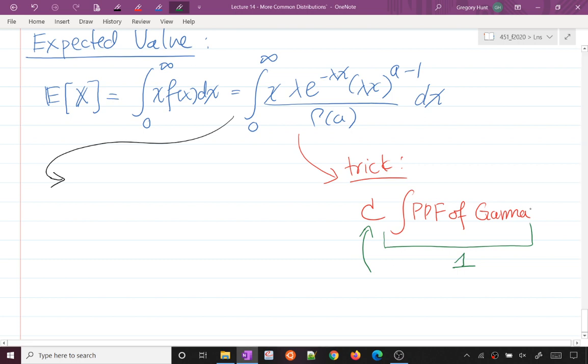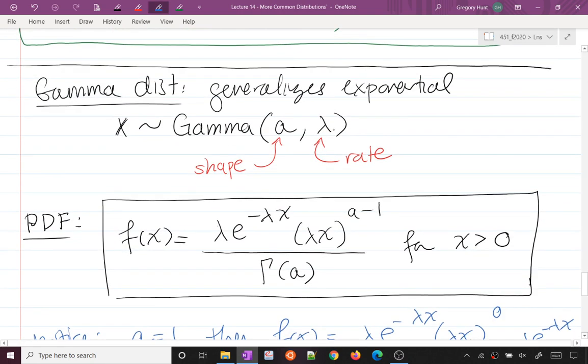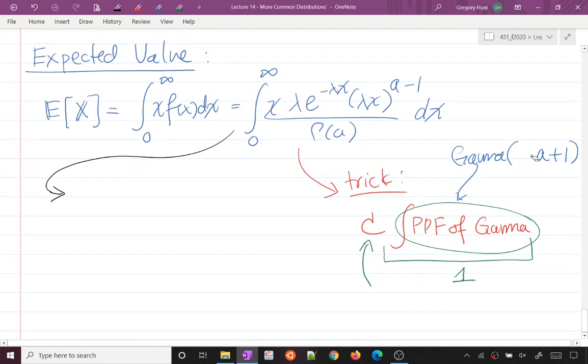It's exploiting the fact that the integral of any kind of PDF is always going to be 1. So if I can factor things out, rearrange it, and pull some smooth tricks here, I can make the integral just go away and I don't actually have to solve the integration problem. So in this case, in particular, I'm going to make it the PDF of a gamma. Instead of a gamma a lambda, it's going to be a gamma a plus 1 lambda. If you recall, our distribution was gamma a lambda, and I'm going to say a plus 1, lambda.